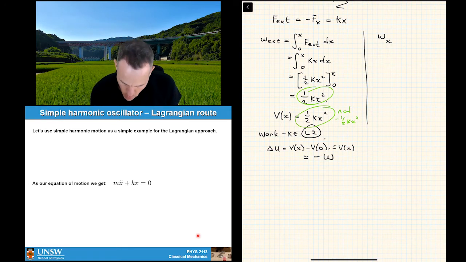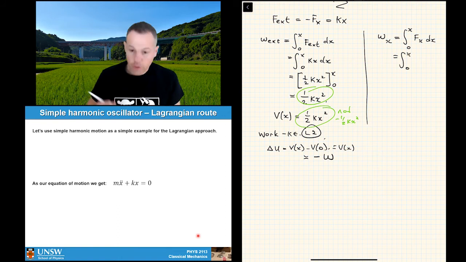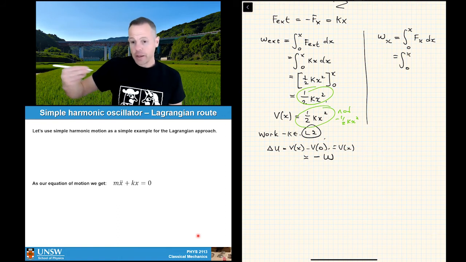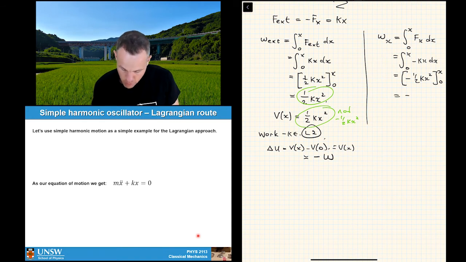It's going to be the work done, Wx, is going to be the integral from 0 to x of the force f of x dx. And of course, this thing is the integral from x to 0. The force fx is actually minus kx, right? It's trying to restore, so it's minus kx in here dx. This will give you minus a half kx squared between x and 0. And that gives you minus a half kx squared.